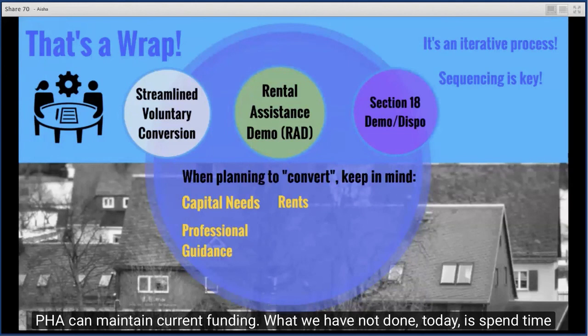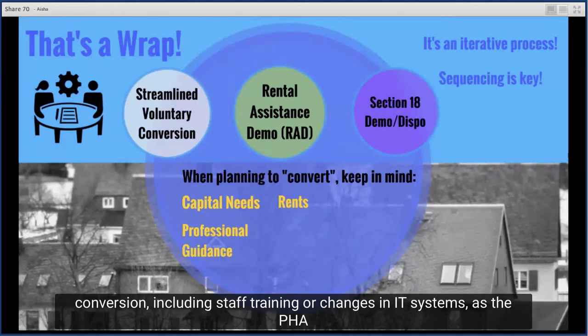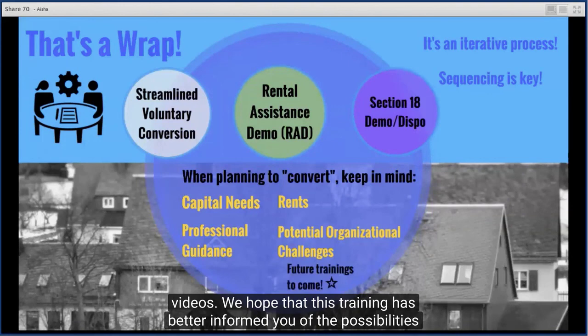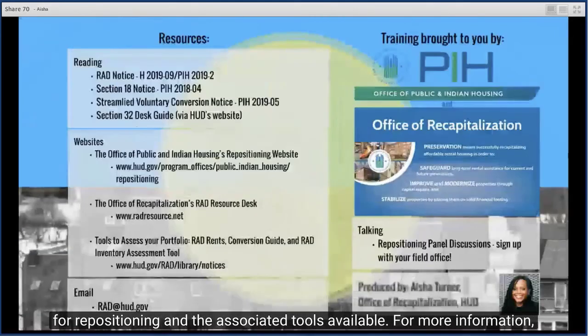What we have not done today is spend time thinking through some of the organizational issues surrounding conversion, including staff training or changes in IT systems as the PHA migrates to Section 8. We hope to address those topics in future training or videos. We hope that this training has better informed you of the possibilities for repositioning and the associated tools available.